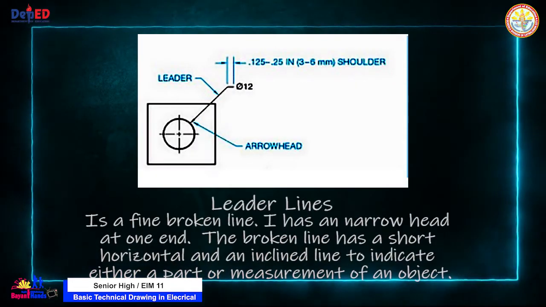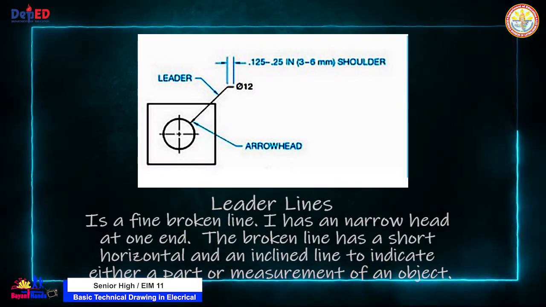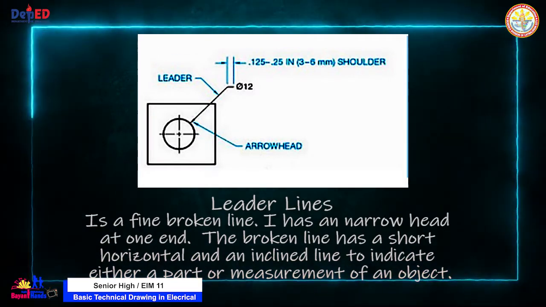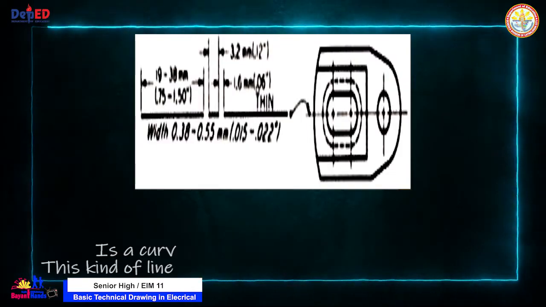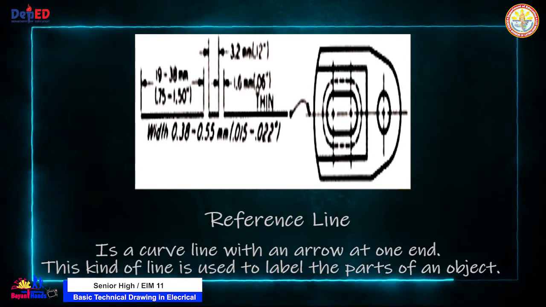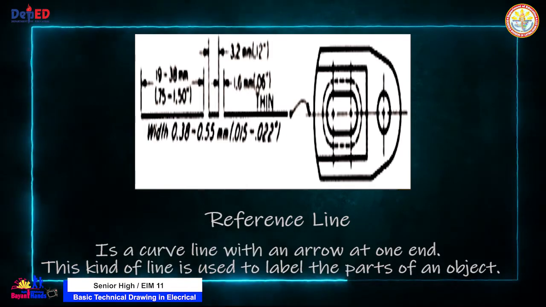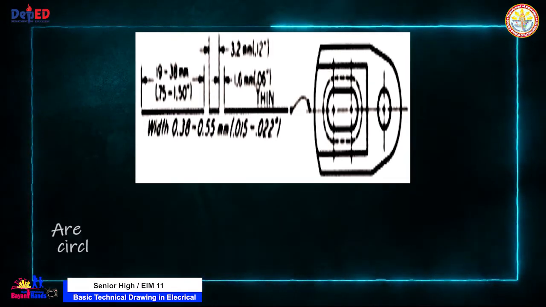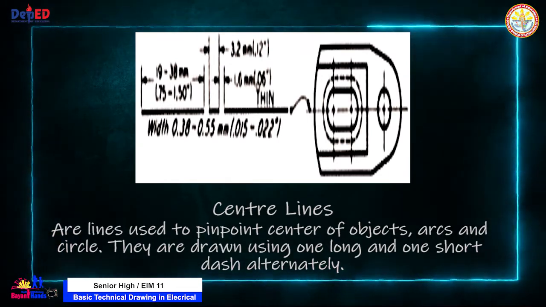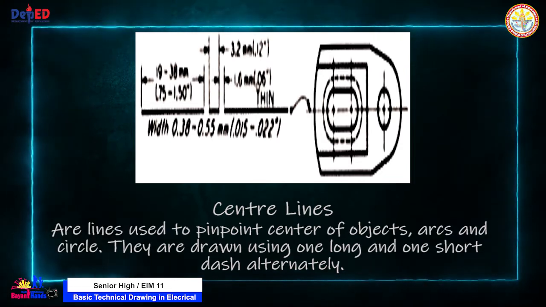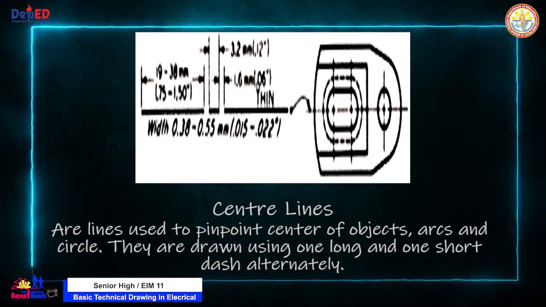Leader lines. A leader line is a fine broken line. It has a narrow head at one end. The broken line has a short horizontal and inclined line to indicate either a part or measurement of an object. Reference line. A reference line is a curved line with an arrow at one end. This kind of line is used to label the parts of an object. Center lines. Center lines are lines used to pinpoint the center of objects, arcs, and circles. They are drawn using one long and one short dash alternately.